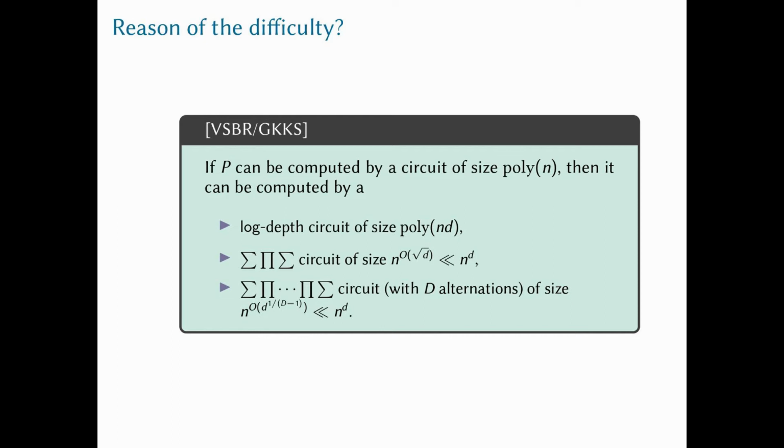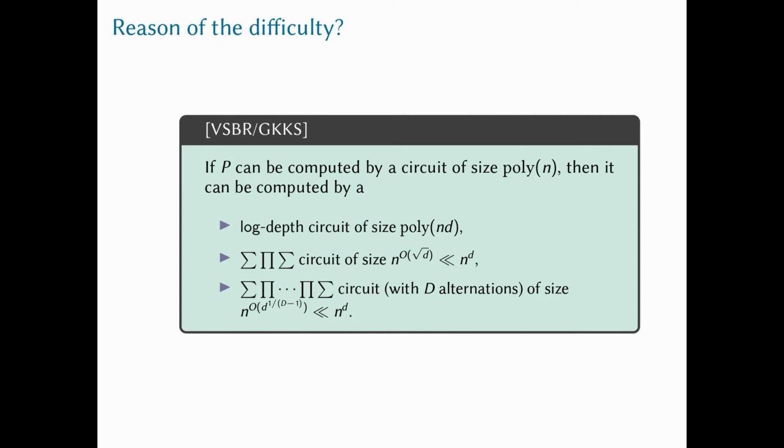We can ask what is the reason for this difficulty? What is the reason why it seems we are really weaker in arithmetic complexity than in Boolean complexity? In fact, there is an essential result by Valiant, Skyum, Berkowitz, and Rackoff, which shows that for arithmetic circuits, when we want to compute a polynomial of polynomial degree, then we can always reduce to a circuit of logarithmic depth, while remaining of polynomial size.